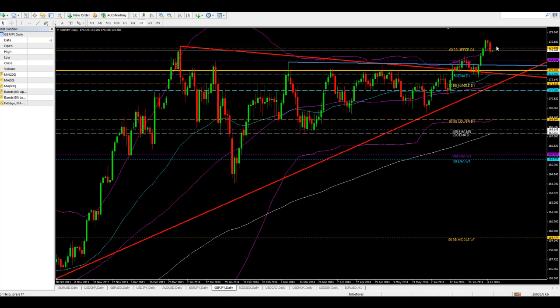Pound yen I am going to call 174.69. I'm going to look for a sell off of 174.69 and I'm going to look for it to come down potentially to 173.72. So from 174.69 to 173.72, about 100 pips there potentially. That's going on my watch list. I'm going to be watching the pound yen.